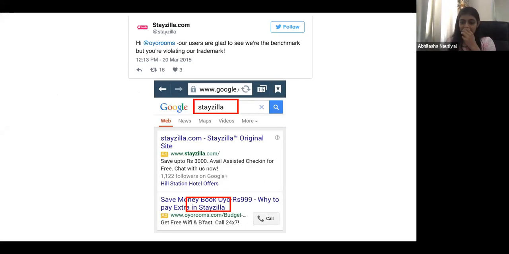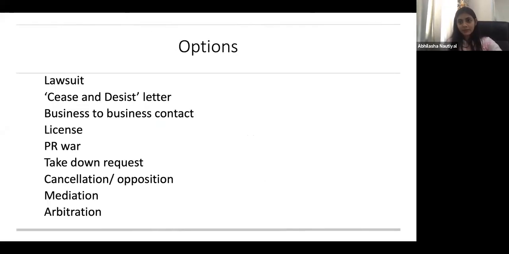Now, Stagezilla, of course, had the same options. It could file a lawsuit, it could send a cease and desist letter, business to business contact. License was obviously not an option in that case, but it chose a PR war instead.